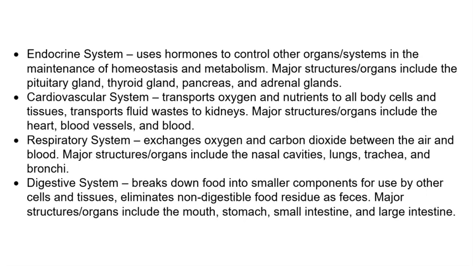Next, we have the cardiovascular system, which functions to transport oxygen as well as nutrients to all of the body's cells and tissues, and it also receives waste from those cells and tissues and transports that fluid to the kidneys where it will be processed, and those wastes will be eliminated. Major structures and organs of the cardiovascular system include the heart, the blood vessels, as well as the blood.